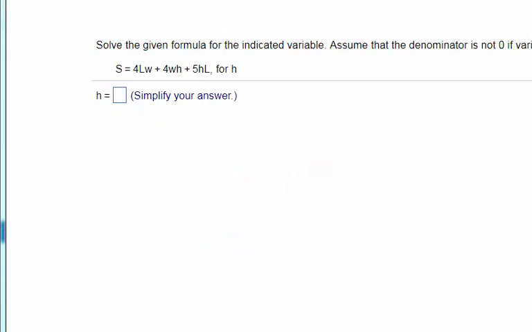Okay, so for our next example, this one is a little bit more difficult. We're being asked to solve this equation for H. So just write it down, we have S is equal to 4LW plus 4WH plus 5HL. So we're going to start by separating things that have an H and things that don't.